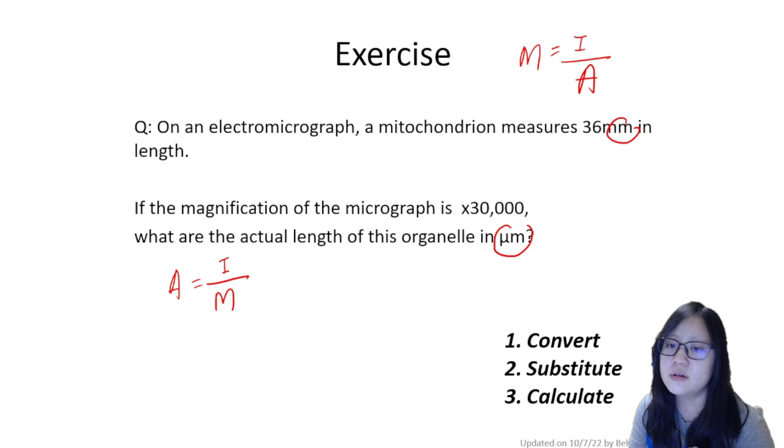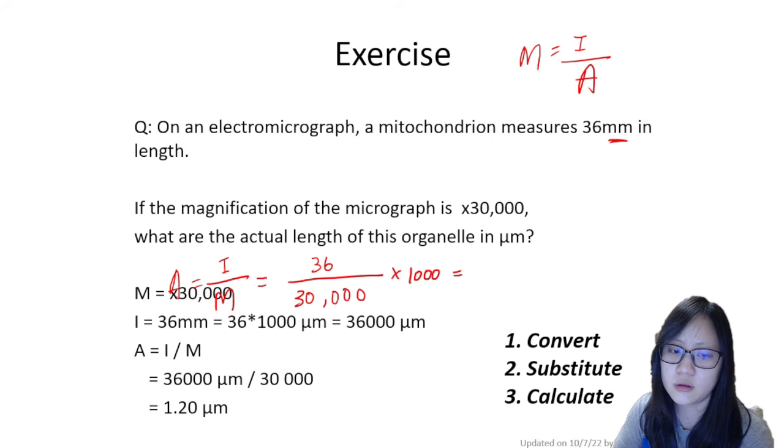So if you tried it, the answer would be 36 over 30,000. However, this would result in an answer in mm, right? So to convert this to micrometers, you would want to multiply the answer by 1,000. And the answer would be 1.2 micrometers. Yeah, let's try another question, shall we?